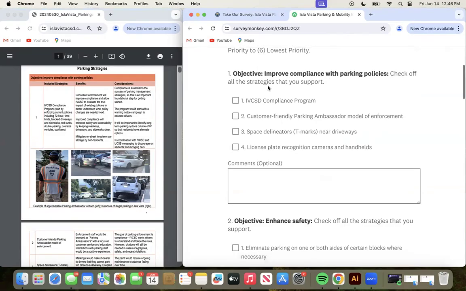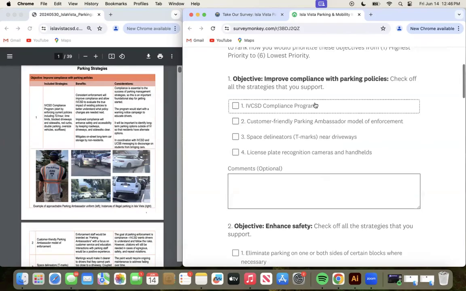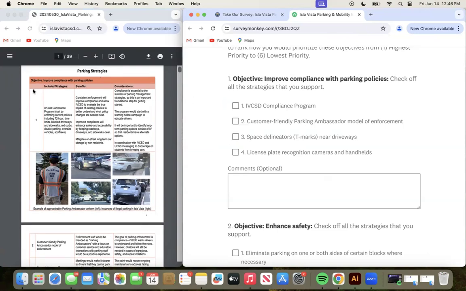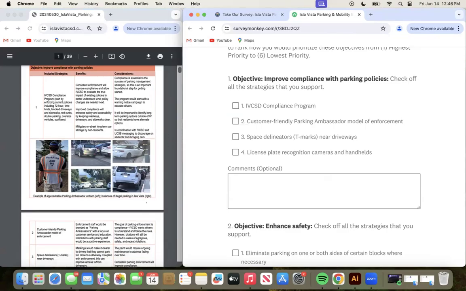So as you can see here, question number 1 is the objective of improving compliance with parking policies. And you're going to go ahead and check off which one of these strategies you support to improve compliance with parking policies. So strategy number 1 is an IVCSD compliance program. If you don't know what a compliance program would look like, you're going to look on your packet here. You can see the objective is improve compliance with parking policies, and you can see all the strategies are listed below that.